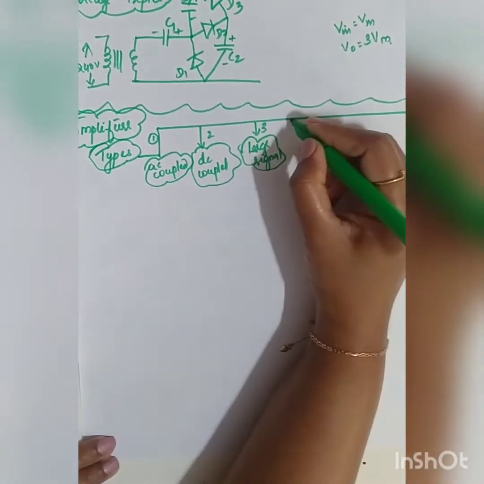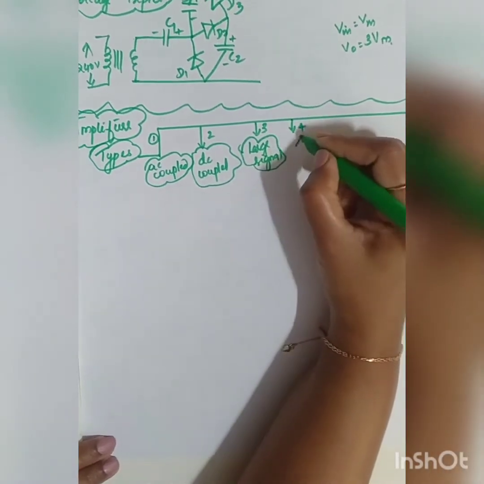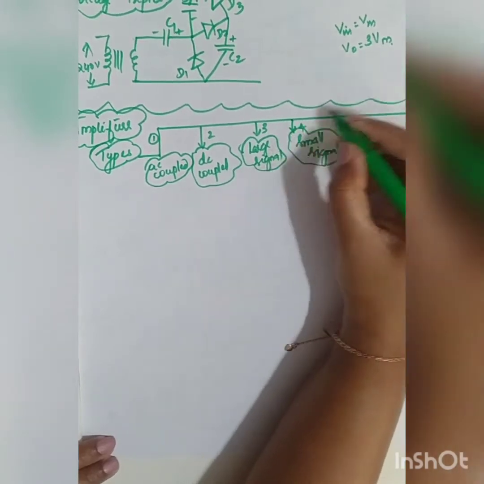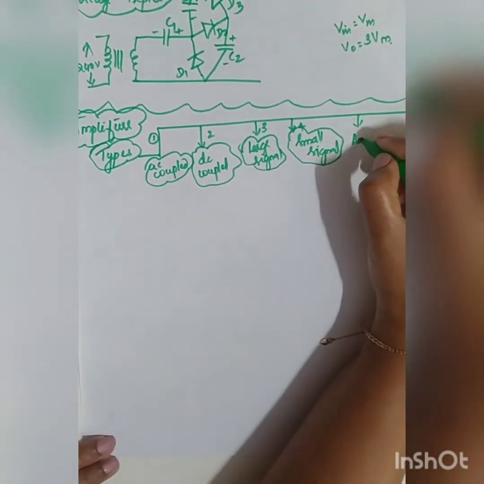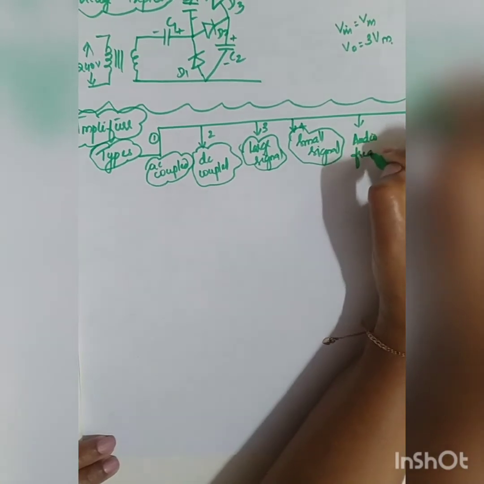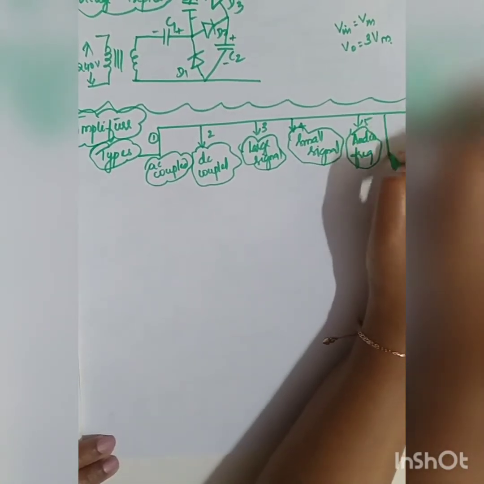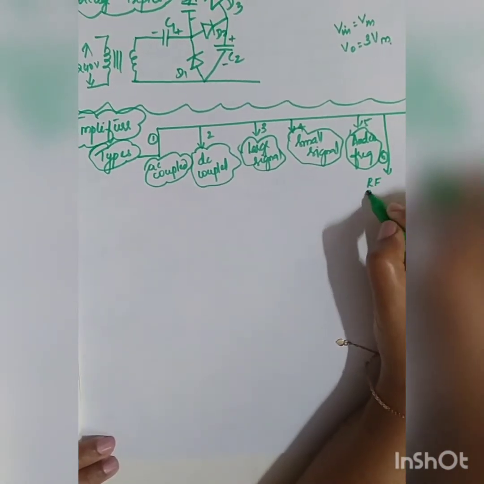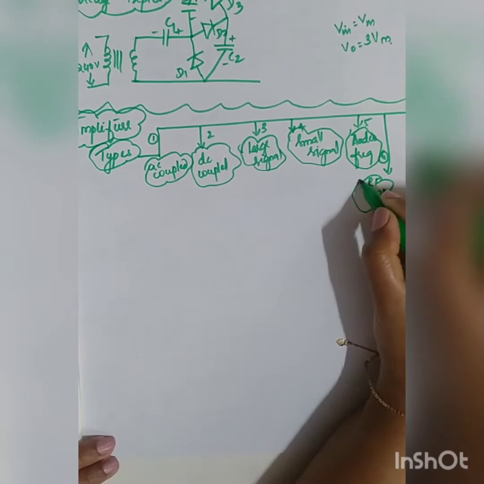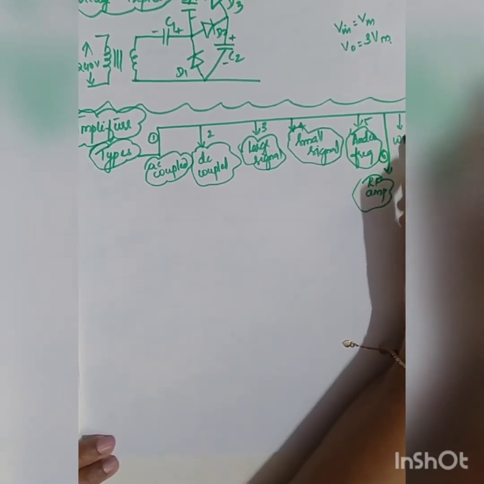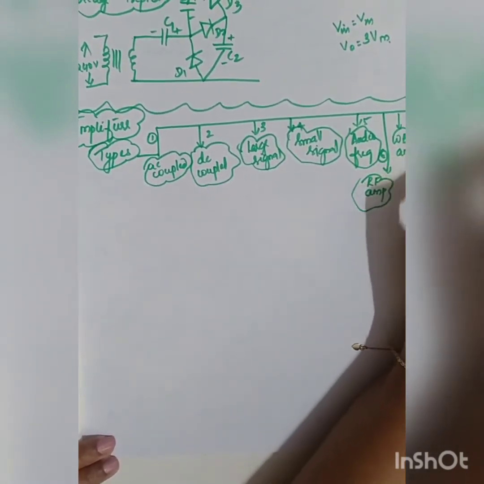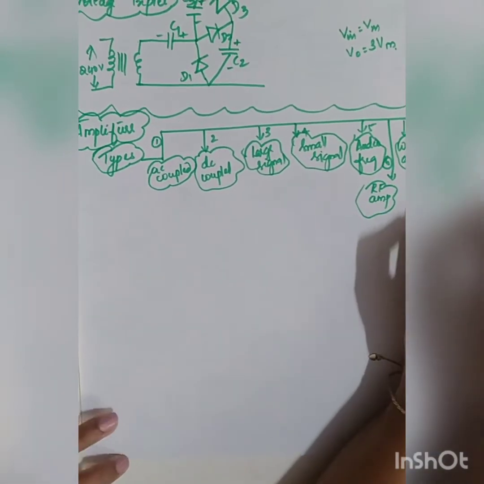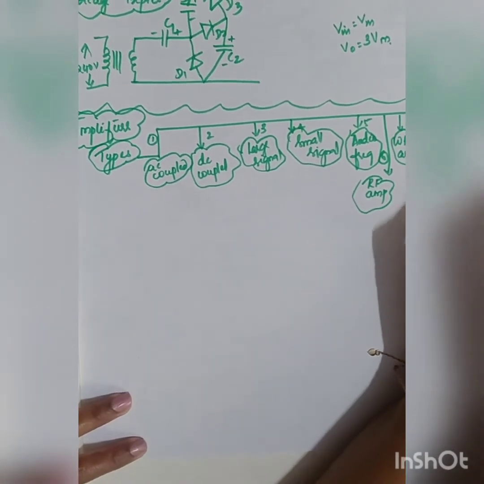Fourth one is your small signal, right? What was your fifth one? Audio frequency amplifier. What was your sixth one? Radio frequency amplifier, RF. Seventh one, wideband amplifier. And what was your last one? Low noise amplifier. 8 different types of amplifier.